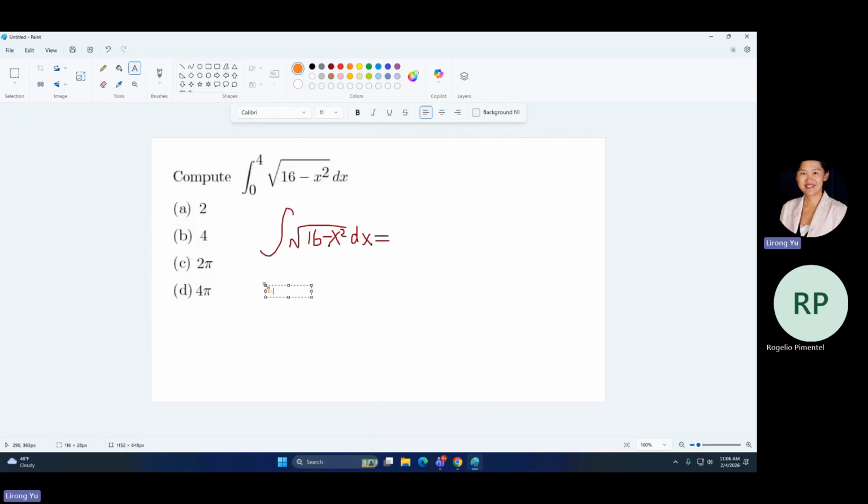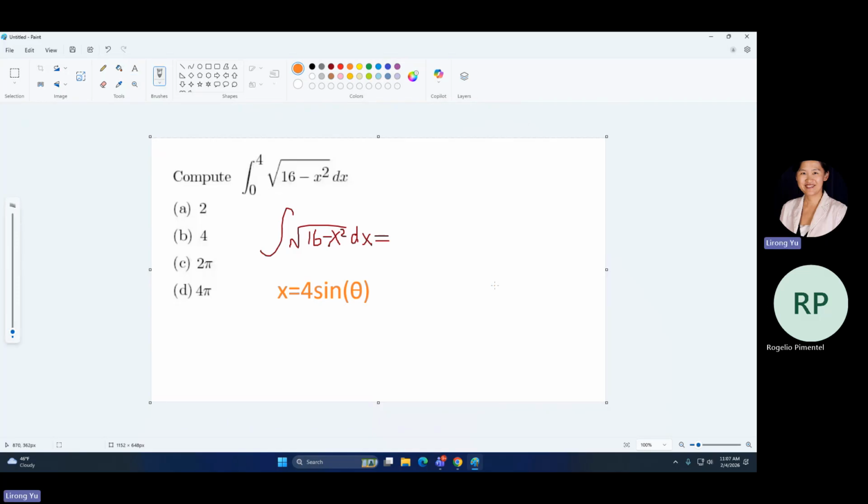So x equal to, there's a 16. When we have a minus x squared, we typically do a sine substitution. For sine substitution, 1 minus sine squared equals cosine squared. There's a 1, but here we have a 16. So we kind of have to create that 16 in our substitution. So x equal to 4 sine theta.